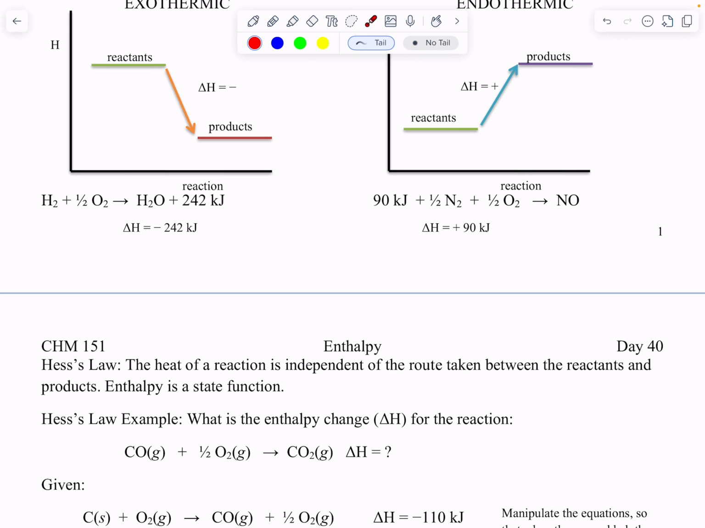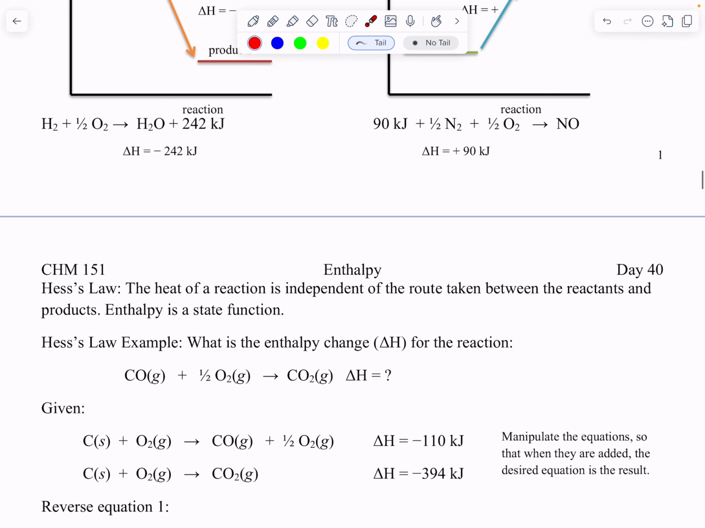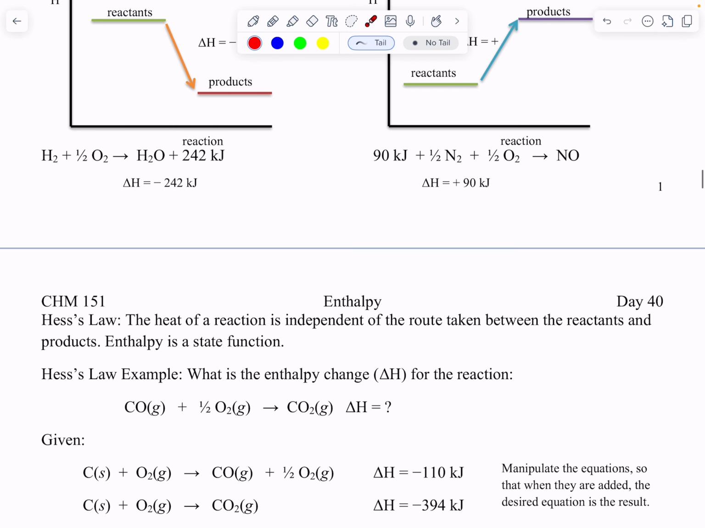And so we want you to know that it doesn't matter the route taken, it just matters the initial state and the final state for Hess's law. And with that, we can use different reactions that are known to figure out unknown, right? And so think of Hess's law as kind of like elimination in algebra, right?